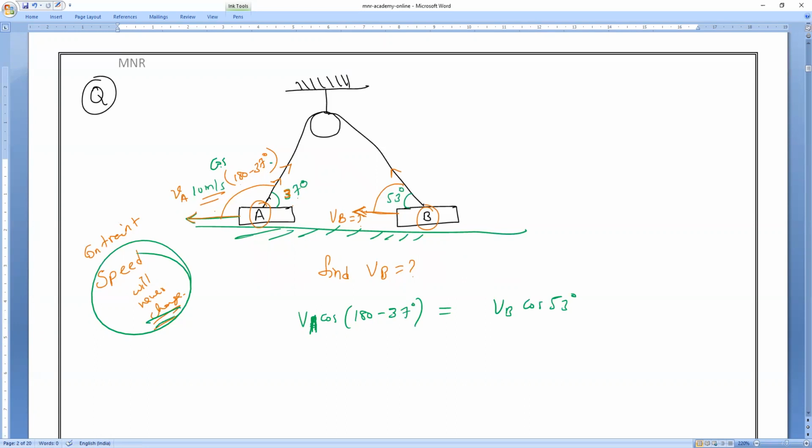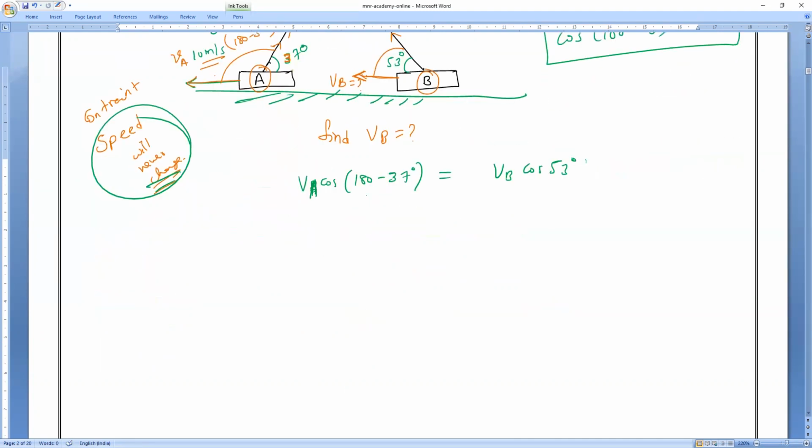Here theta is mentioned inside and motion is away from that. And here motion is also in the same direction and theta is also here. That's why here it will be cos 53, but here 180 minus 37. Is it clear, Pradosh? Yes. Now we all know, cos 180 minus theta, what is the formula? Respond. We all studied. Cos 180 minus theta is minus cos theta.